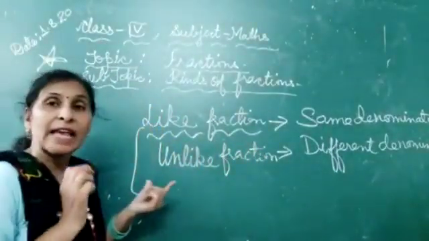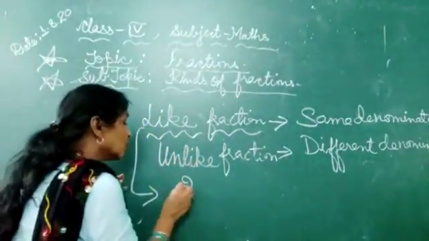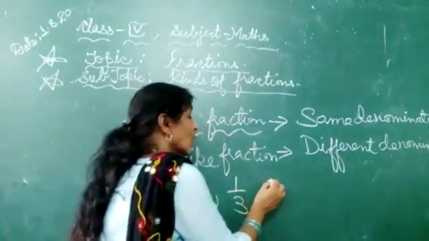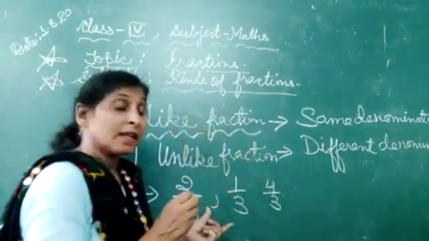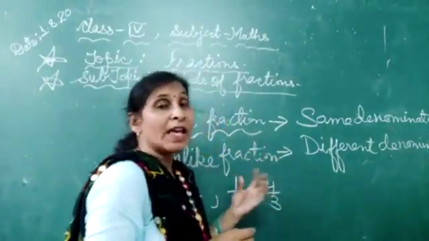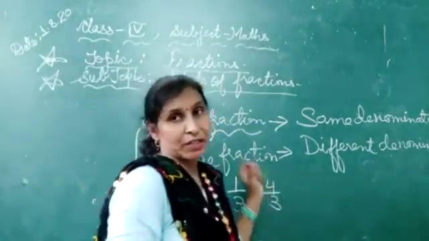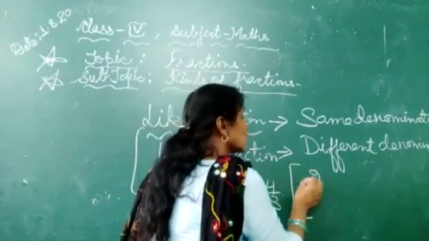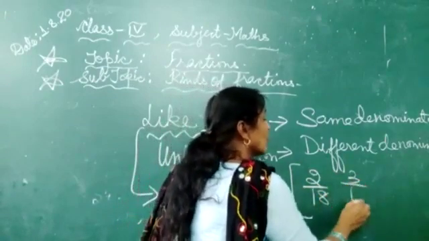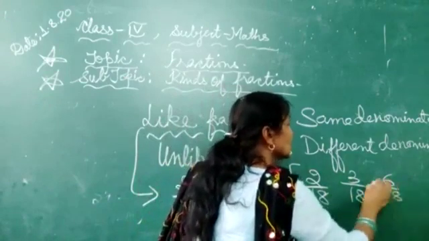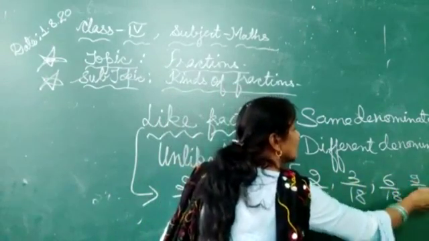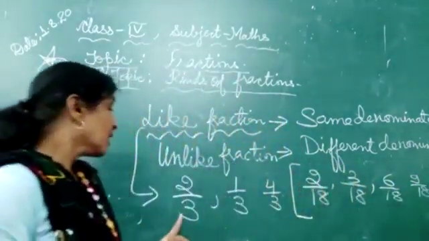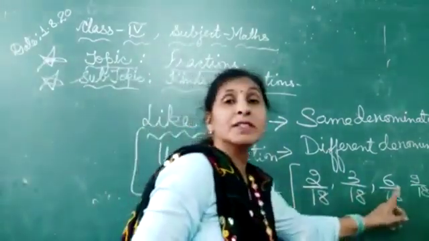Like fraction. The example of like fraction is 2/3, 1/3, 4/3. These are all the examples of like fractions. Clear? One more example, that is 2/18, 3/18, 6/18, then 9/18. These are two examples of like fraction. Here you see all the denominators are same.